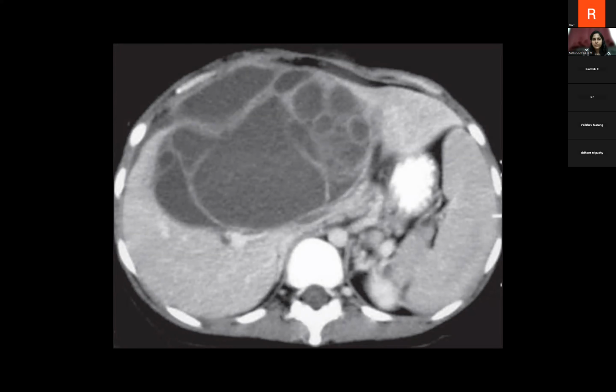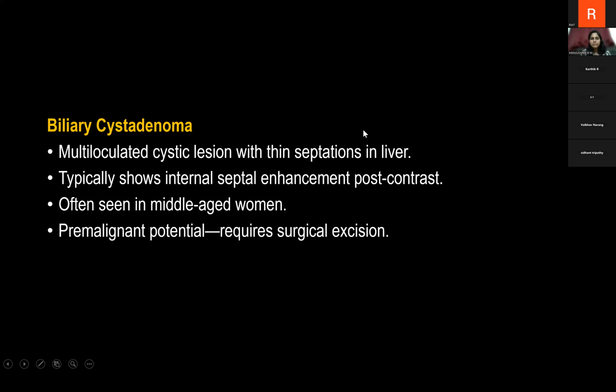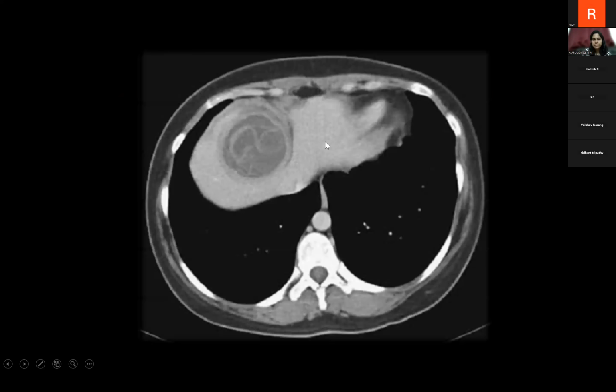So now with this case, the discussion is: biliary cystadenoma is a multiloculated cystic lesion with thin septations in the liver. It typically shows internal septal enhancement on post-contrast imaging. It's seen in middle-aged women and has pre-malignant potential. So whenever this is diagnosed, it requires surgical excision. Next portal. Time starts.